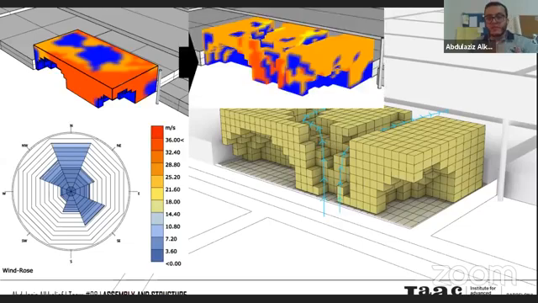Then after that I again generated the same simulation to see the differential between the previous and the new one, between the wind pressure when facing my building.